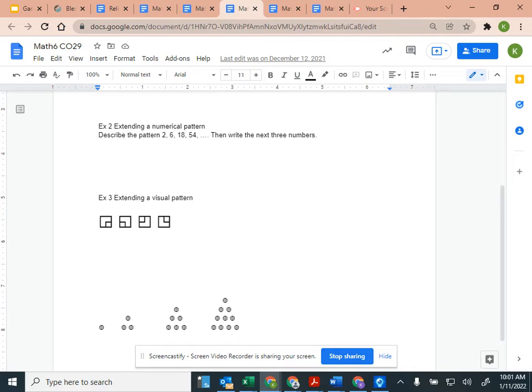I'm going from 2 to 6 to 18 to 54. What am I doing? Adding, subtracting, multiplying, or dividing? Well, I'm multiplying by what? By 3. I'm multiplying by 3 every time. 2 times 3 is 6. 6 times 3 is 18. 18 times 3 is 54. Just keep multiplying by 3.